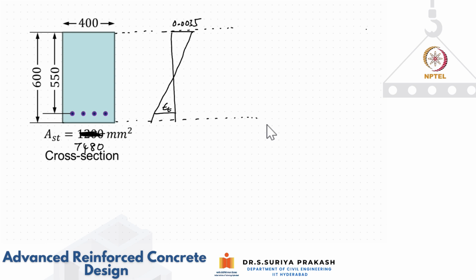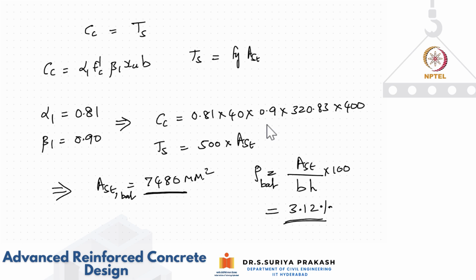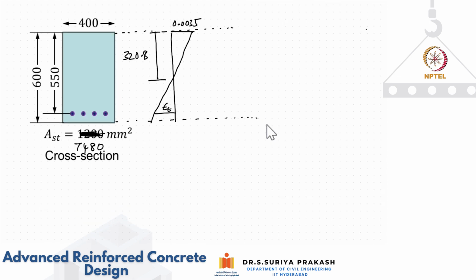I'm going to assume a value of xu, which is 320.8 mm. What is that? We calculated that to be 320 point something. So this is your failure condition, so we have calculated that xu. And epsilon t also we found to be equal to 0.0025. Now let us see what we are getting out of it.